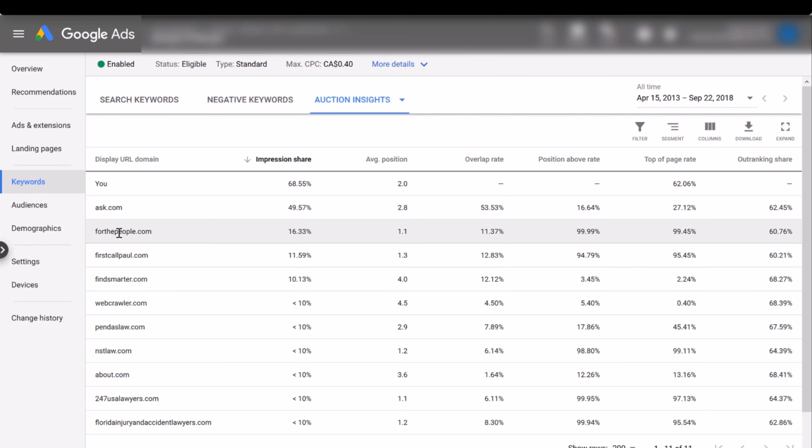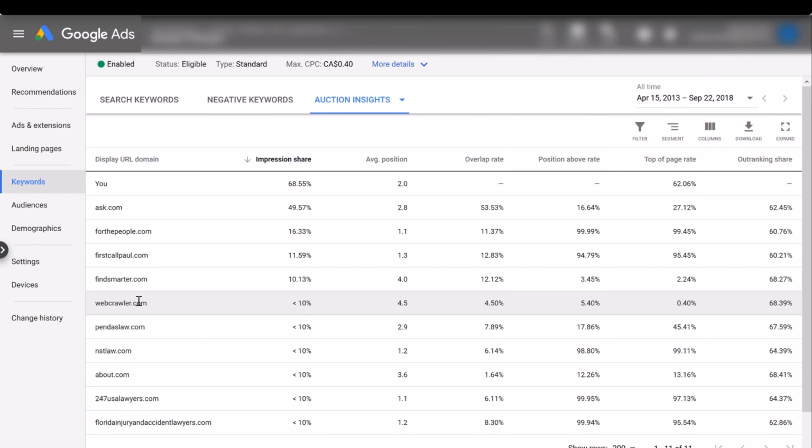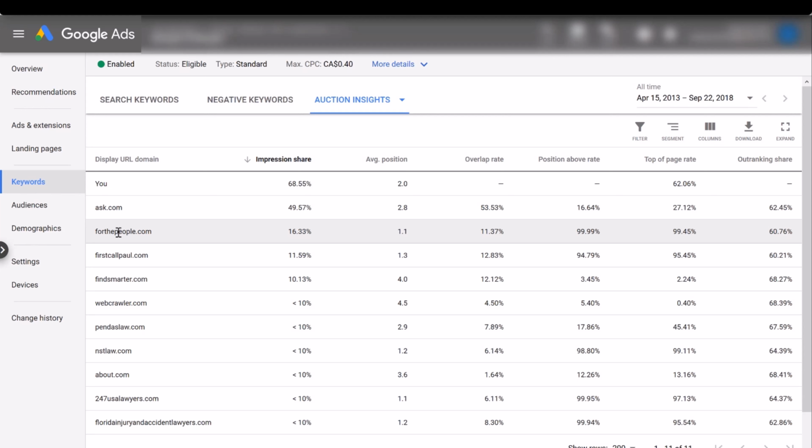And if you take these keywords or these domains and you type them into Audience Insights, you can actually see the ads as well. Or not Audience Insights. If you go into the Keyword Planner, use the previous video that I also have in this, you can type the keyword into the Keyword Planner tool and see what ads show up, for example, For the People and First Call Paul, as well as 247usalawyers.com.